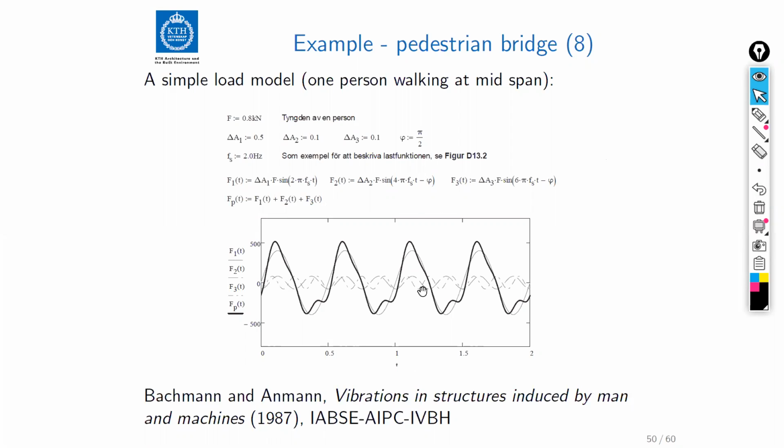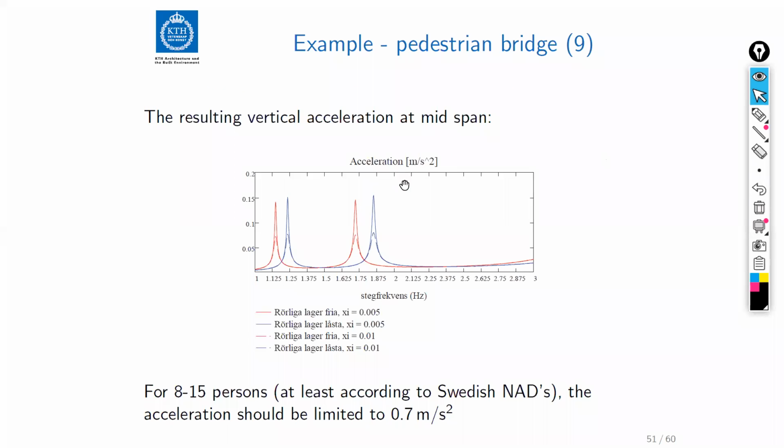So this is the load that they imply, and the Eurocode doesn't say anything about how we should model the load. It only gives us a few criteria. So these are decisions that we have to make ourselves. So on basis of that, I could set up a function here of the step frequency, that is how the acceleration varies with the step frequency.